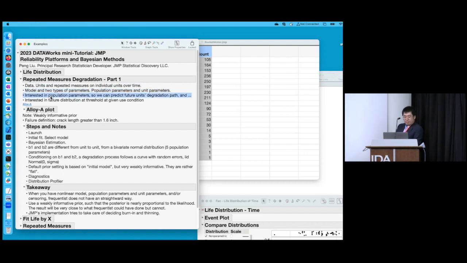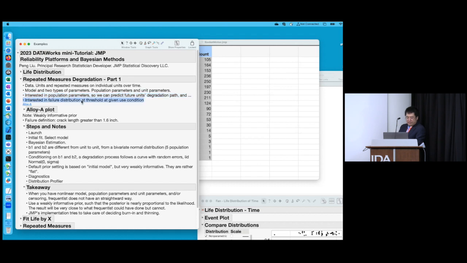The interest is in the population parameters, and we call the others unit parameters. In some literature we call them nuisance parameters. The reason is that if we can get these population parameters, we can always get information about a unit we have never seen in the future. That's what we want. We want to get the idea of the randomness of the units, not only about the ones we have now. We want to know about the future ones. So that's why we care about the population parameters, and we don't actually care about the unit parameters that we actually observe.